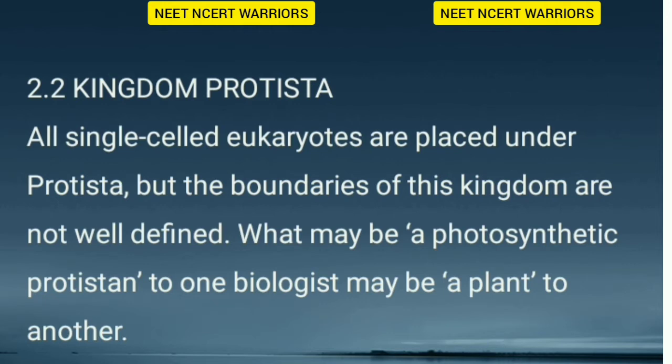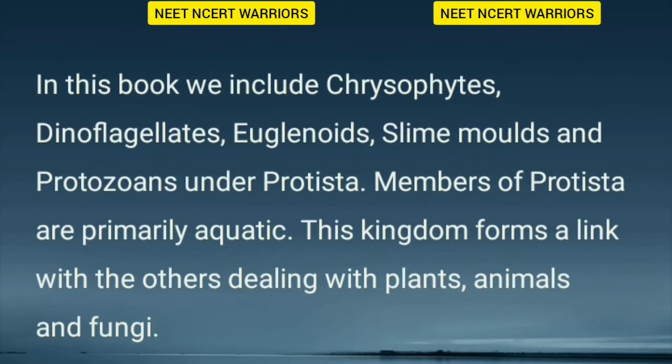Topic: Kingdom Protista. All single-celled eukaryotes are placed under Protista, but the boundaries of this kingdom are not well defined. What may be a photosynthetic protistan to one biologist may be a plant to another. In this book, we include chrysophytes, dinoflagellates, euglenoids, slime molds, and protozoans under Protista. Members of Protista are primarily aquatic. This kingdom forms a link with the others dealing with plants, animals, and fungi.